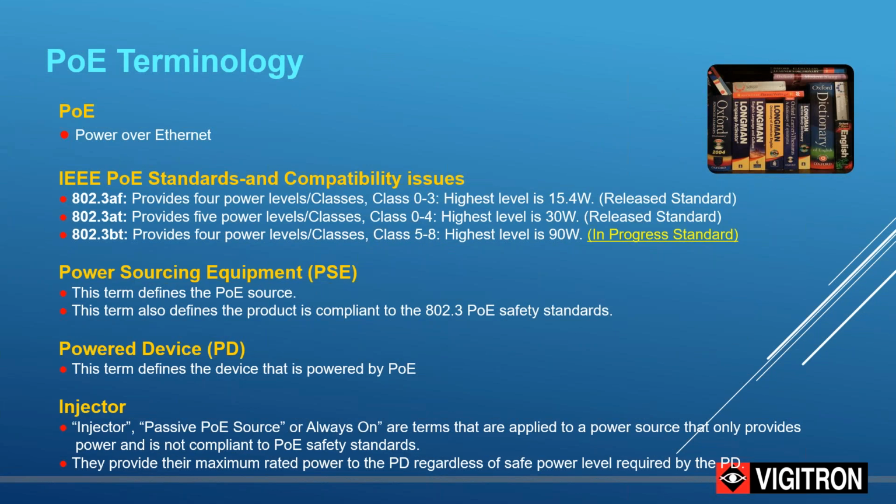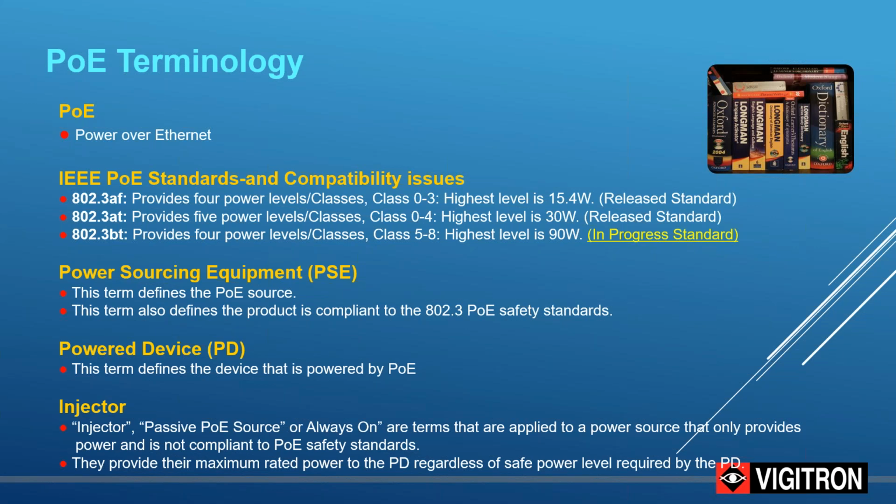In the PoE terminology, of course, PoE is Power over Ethernet. Essentially, there are 3 standards that are currently in play, and they're rather confusing because they cover a wide berth of power. 802.3af provides 4 different power levels, or what we call classes, 0 to 3, with the highest source power being 15.4 watts, and the standard is released.